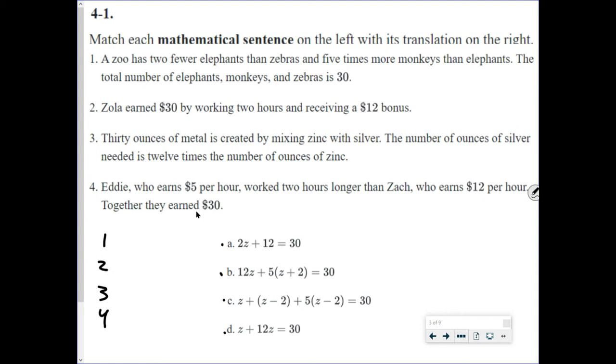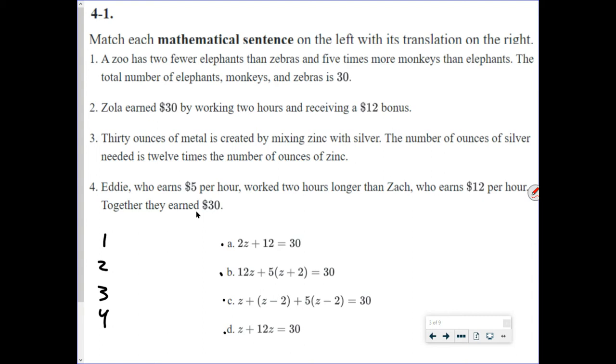All right. If you paused the video and did this, you realize this is kind of tricky, isn't it? Because you're like, Z, that's no problem. Well, all of them have Z, like Zola and zinc and Zoo and Zach. All of those are kind of confusing. So you can't base it on the variable. You really got to notice the information. And if you got it right, you should have gotten that.